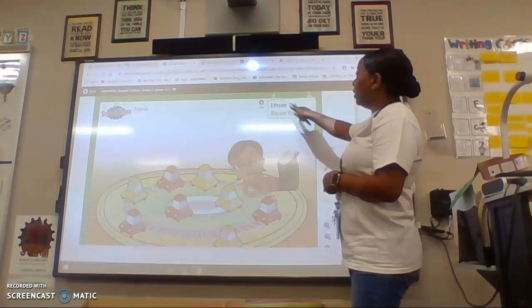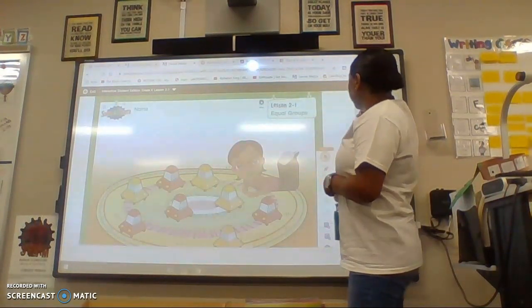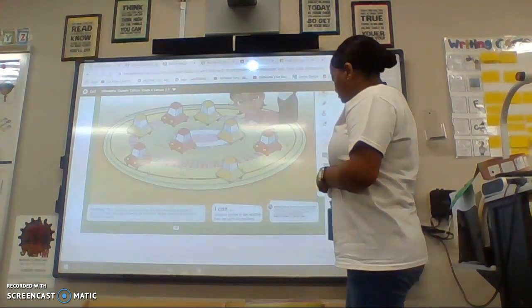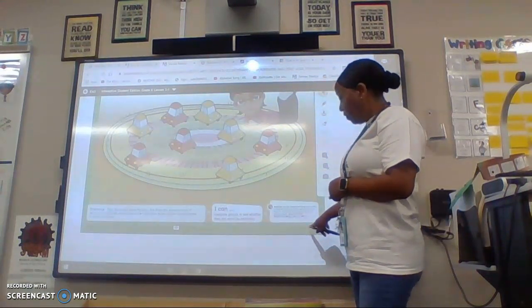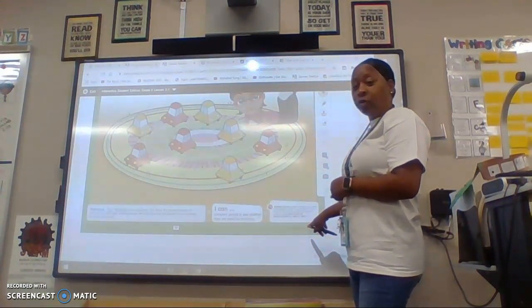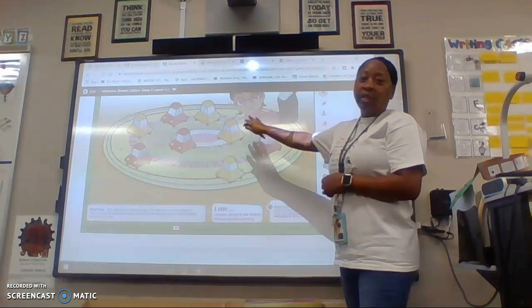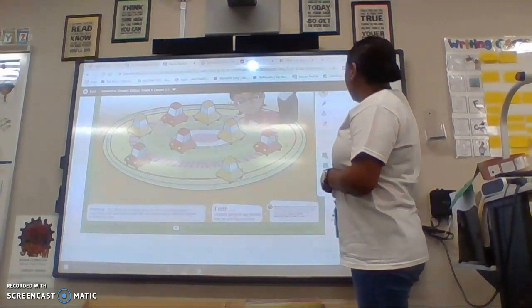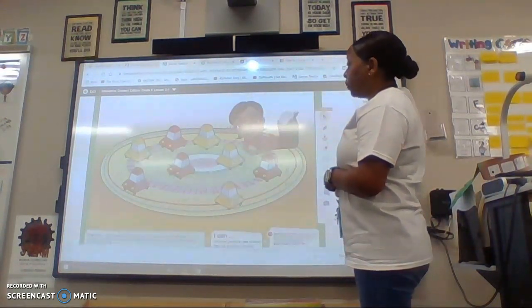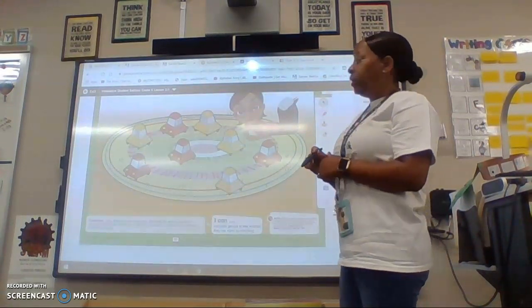Again, today we are on 2.1 equal groups, and I want you to turn to page 61, and you can find that in the lower right-hand corner of your book. And make sure that this is the picture that you see on the page. All right, let's get started.